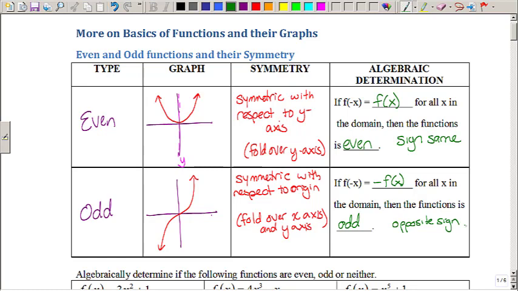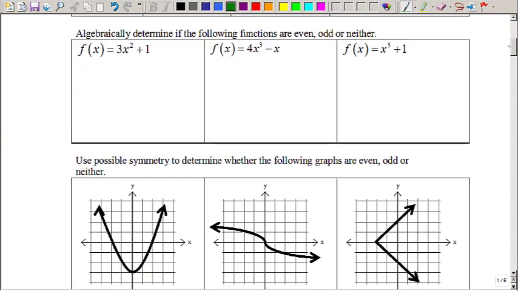Now, in some cases, when you take f of negative x, it does not equal f of x, meaning it's even, and it doesn't equal negative f of x, or odd. So some of the signs might be the same, some of them might be different, and in that case, the function is neither even nor odd, which is a possibility. Next, we're going to algebraically determine if the following functions are even, odd, or neither.